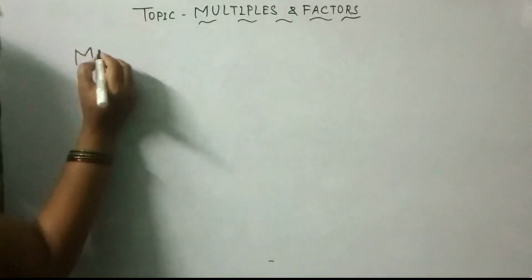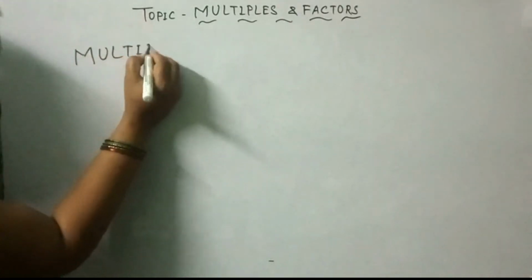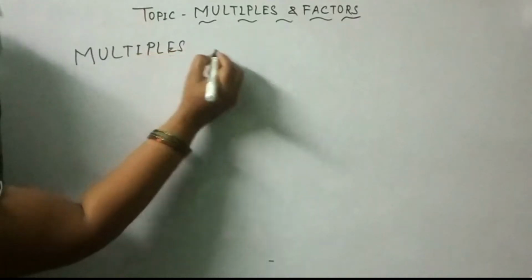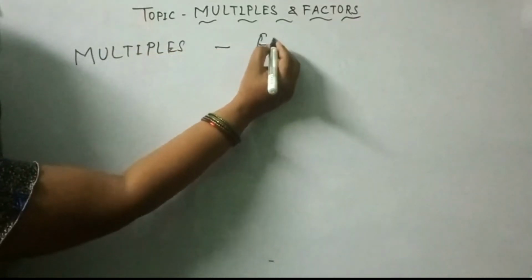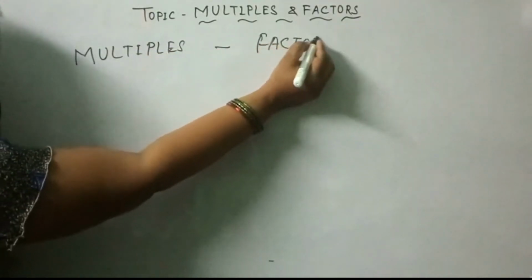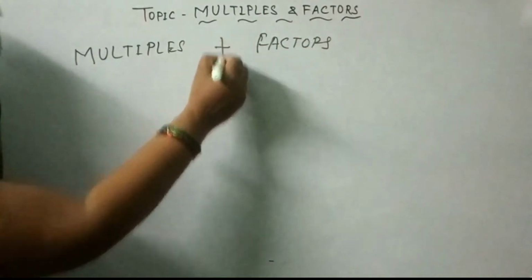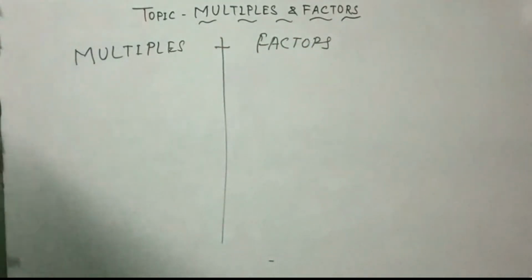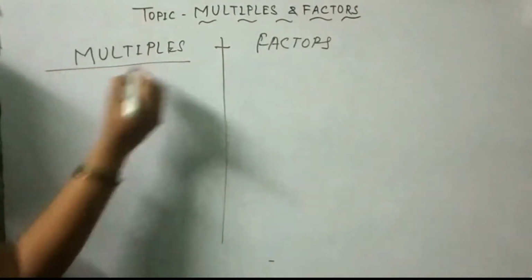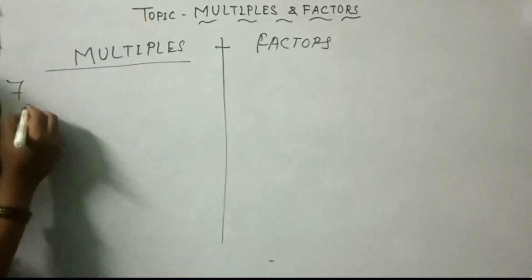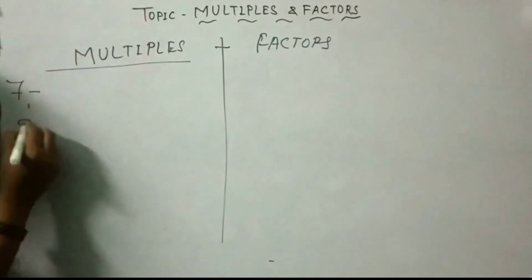First part is multiples and second part is factors. See what is the difference between multiples and factors. Both are similar. In both we are using the table, but when I tell you multiples, you have to find the multiples of 7, find the multiples of 5.